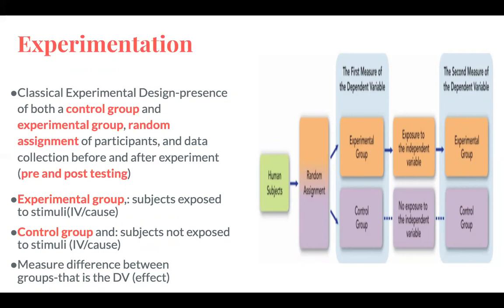And then you come to some type of conclusion by measuring the difference between the groups after they have been exposed to the stimuli, the IV, and that difference between the groups is the DV, right? It's the extent to which their response differs. So that's kind of the classic experimental design.